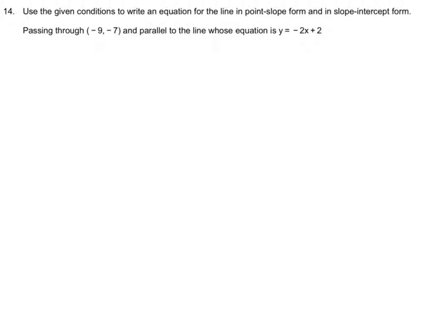In order to write an equation in point-slope form and slope-intercept form, we need to have a slope and a point. So we have a point, but we need to find a slope of our new line. Now the problem tells us that our line is going to be parallel to y equals -2x plus 2. Parallel lines have the same slope. So the slope of our line will be the same as the given line. And the slope of the given line is -2.